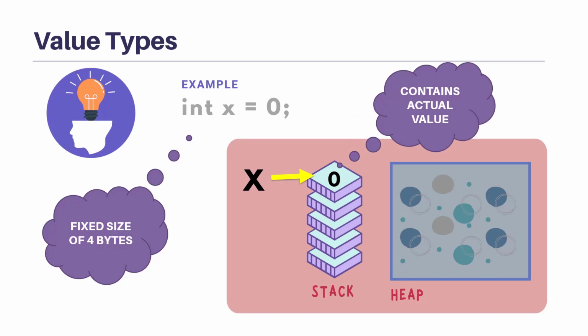When the variables are allocated in memory, there is one more important thing. The program memory is generally divided into two main areas: stack and heap. The value types are stored on stack. Some very common value types are integer, long, character, and boolean. Okay, now let's look at the reference types.